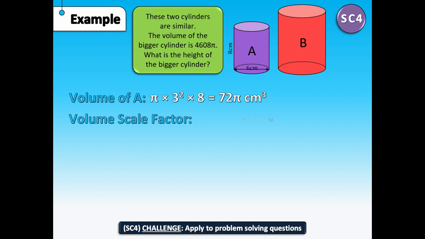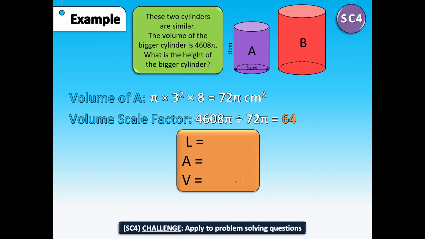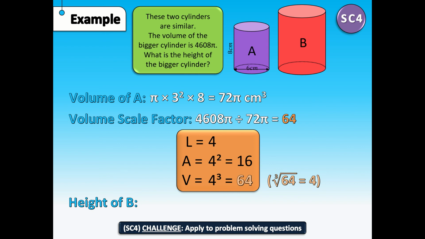So the volume scale factor will be 4,608 pi divided by 72 pi. So the volume scale factor is 64, and the cube root of 64 is 4. So that means the length scale factor is 4. The area scale factor would be 4 squared, so that's 16. So the height of cylinder B is the height of cylinder A times by 4. So the height of cylinder B is 32 centimeters.